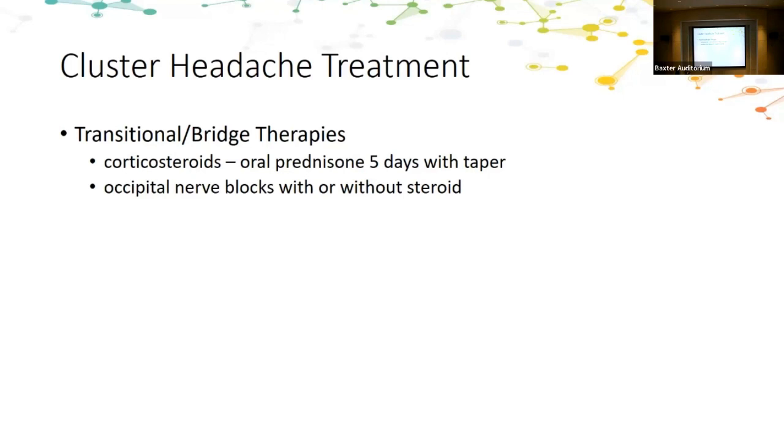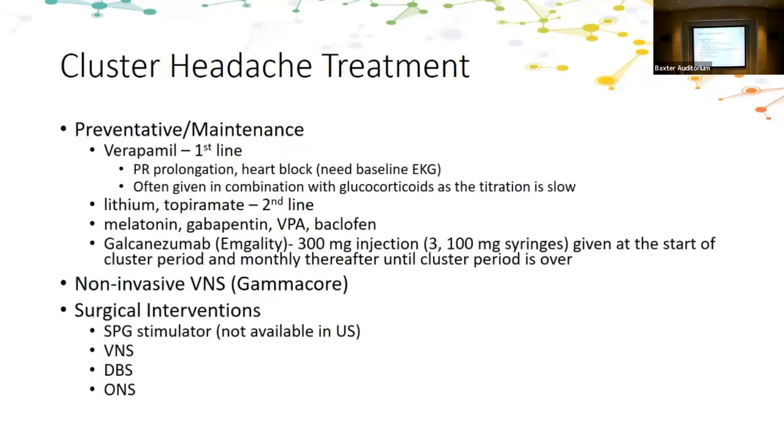The transitional and bridge therapies are intended to hasten the resolution of the current cluster or bout. So sometimes people will try oral prednisone for 5 days with a taper, and occipital nerve blocks with or without steroid. You can use oral ergots as well, but I didn't find as much research reported for that to be as beneficial. Then for preventative and maintenance treatment, verapamil is first line.